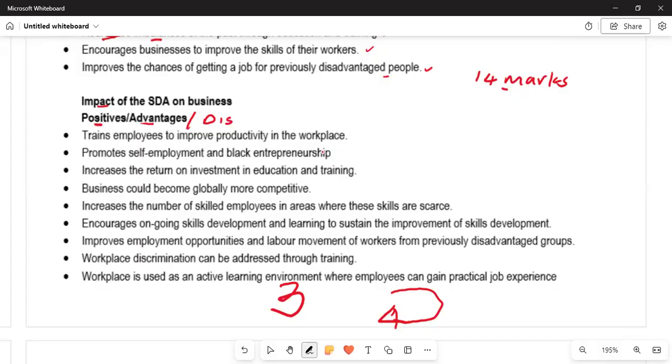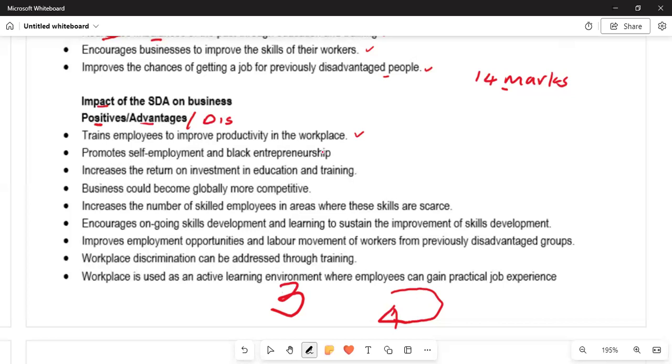So the first advantage that we've talked about: it trains employees to improve productivity in the workplace. With skills, it means the production of the workplace is going to rise. That is going to benefit the organization. Also, with this act, whereby you find yourself with necessary skills, this is where we're going to promote self-employment and black entrepreneurship. So whenever you find yourself with knowledge and skills, it means now you can establish or start your own business. That is very important.